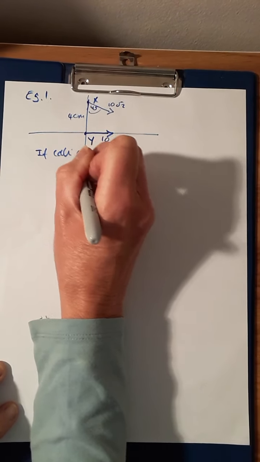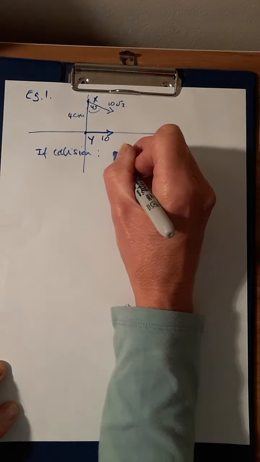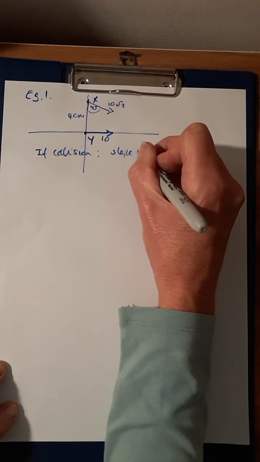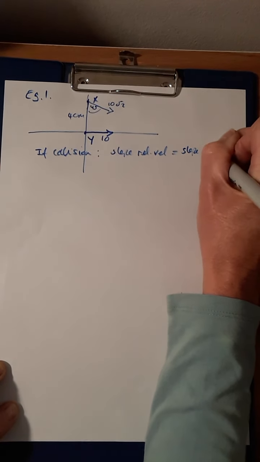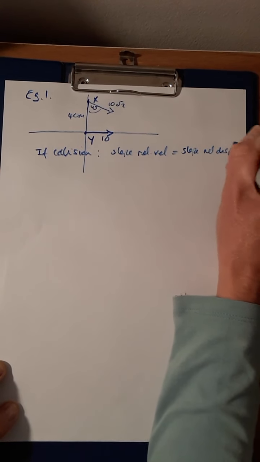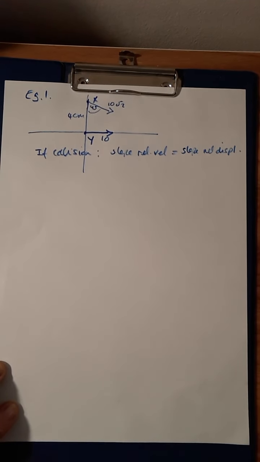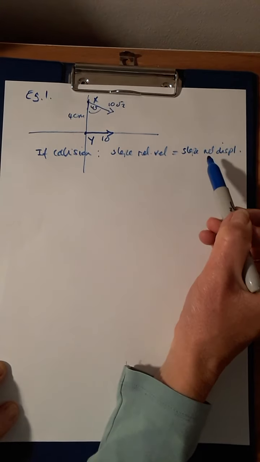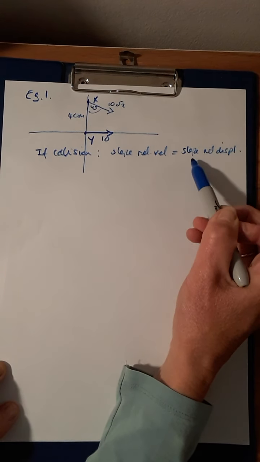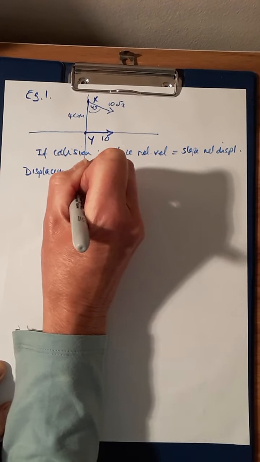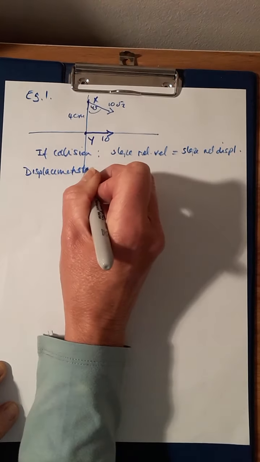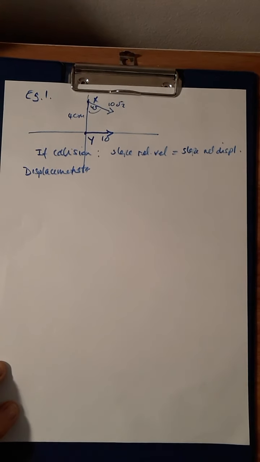Okay, so for my condition for a collision, if there's going to be a collision, then the slope of the relative velocity will be equal to the slope of the relative displacement. So my job is to find the position of x and y and the velocity of x and y. If I find the positions of them, that will tell me their relative displacement to each other. So these are, first of all, their displacement. Where are they? As far as that x, y axis or ij axis is concerned.